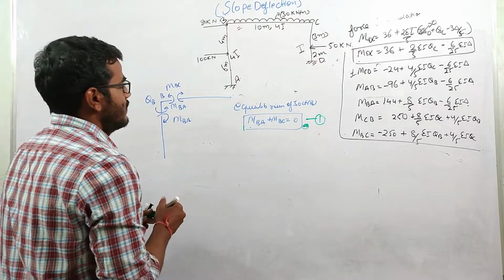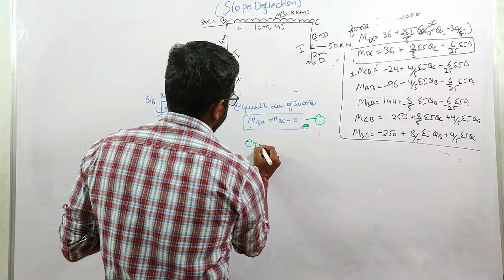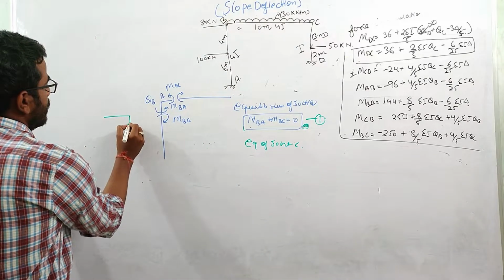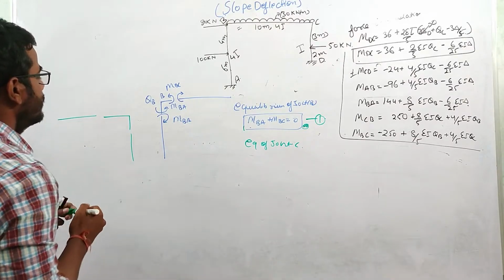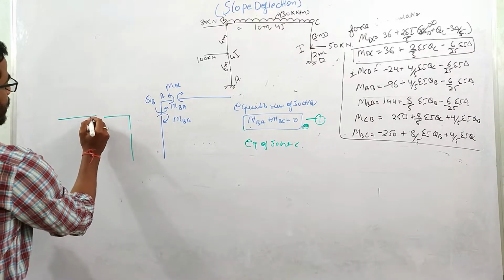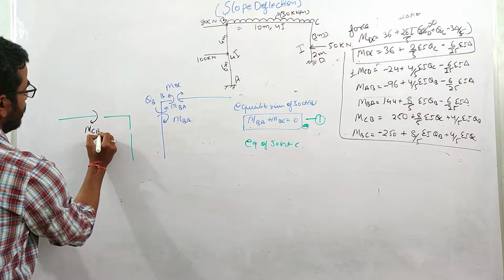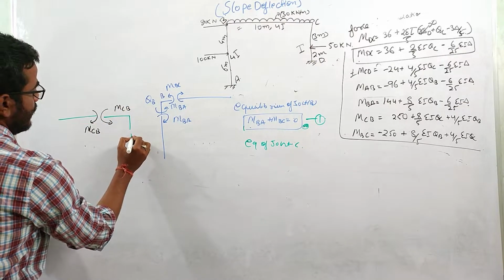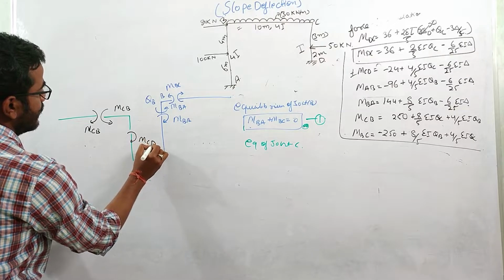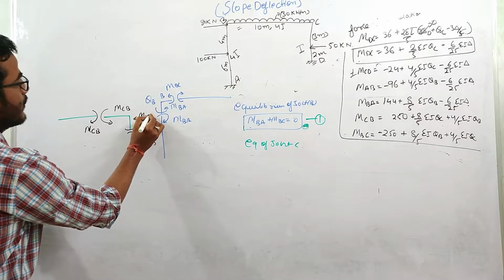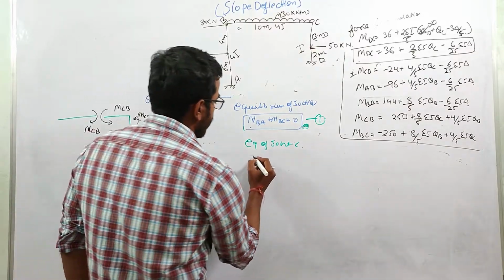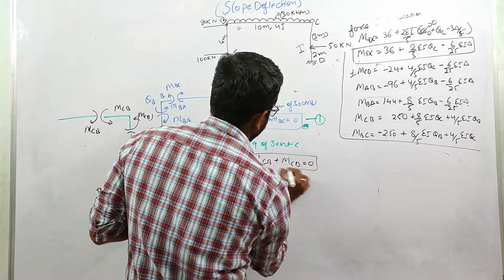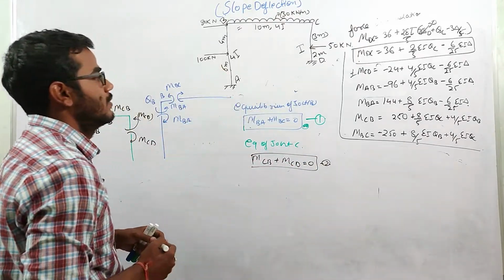Now if you look into this joint C, equilibrium of joint C. So at joint C, this is the free body diagram will look like this. At this point we are assuming this is MCB, so anticlockwise will be MCB, and here we are assuming this is MCD, so again anticlockwise will be MCD, right? So equilibrium of joint, I can write MCB plus MCD equals to 0. So this will give me the second equation.